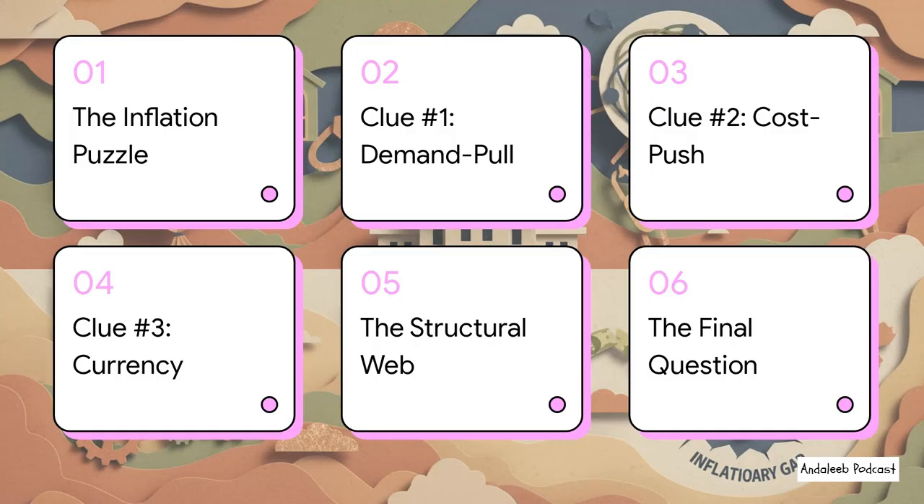So we're going to tackle this almost like a detective story. We're going to follow the clues piece by piece. We'll look at 3 different kinds of inflation, see how they all weave together into this big structural web. And then, at the very end, we'll come back to that huge question. Sound good? Let's dive in.